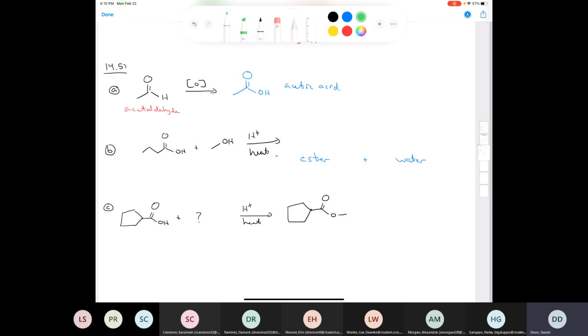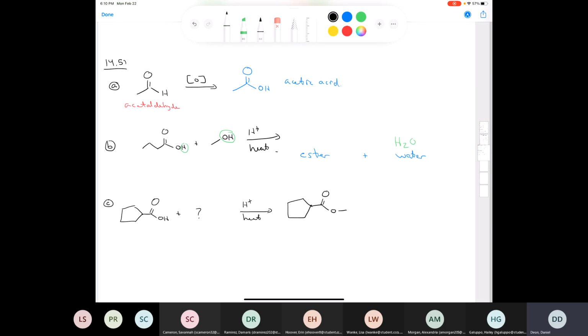So where does the water come from? The water comes from here, H, O, and H. That's going to be our H2O. And then all we have to do is draw the skeleton of what's left over here. So we have 1, 2, 3, 4 carbons. We have our oxygen, and then we have this methyl group here attached like that. So there's our ester and water.